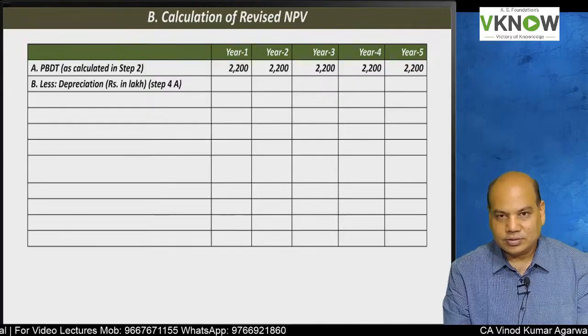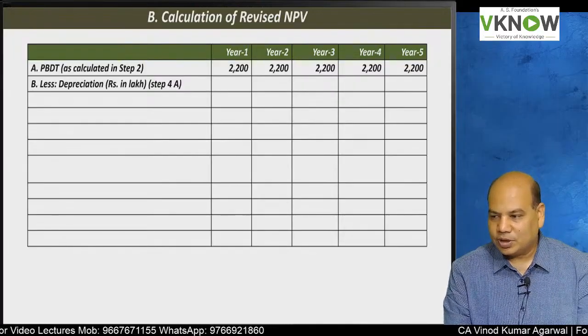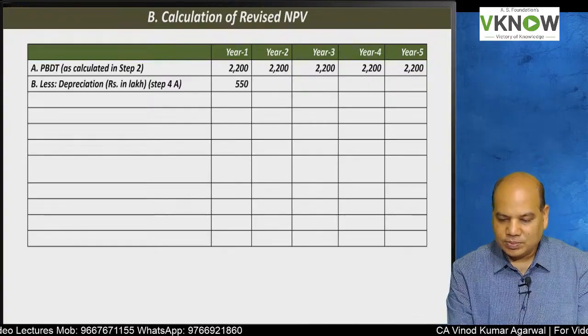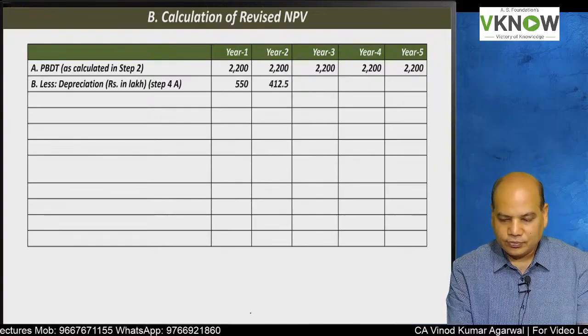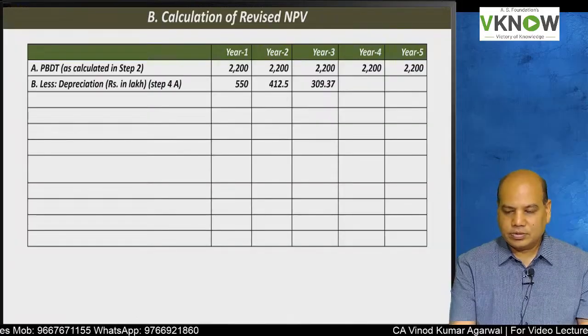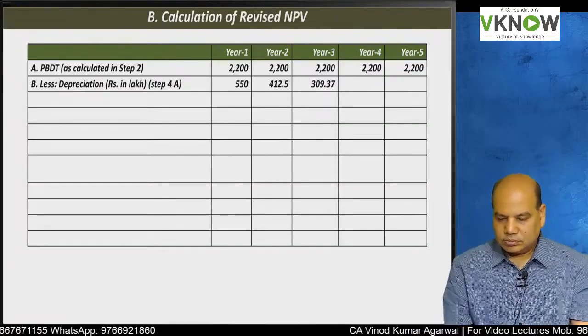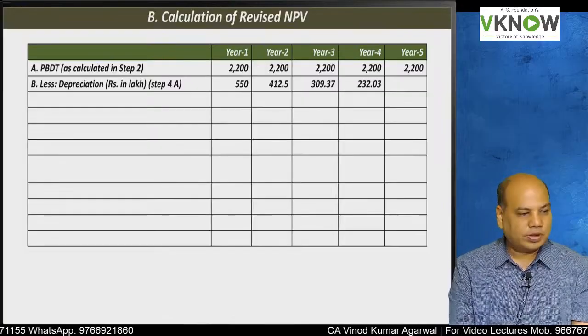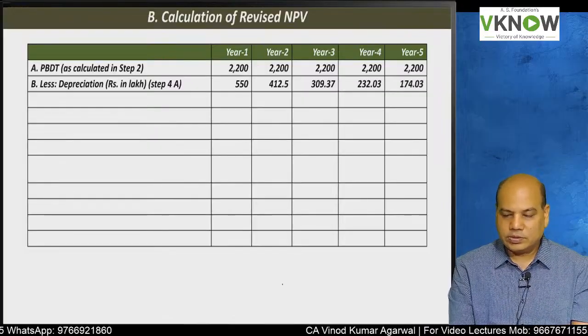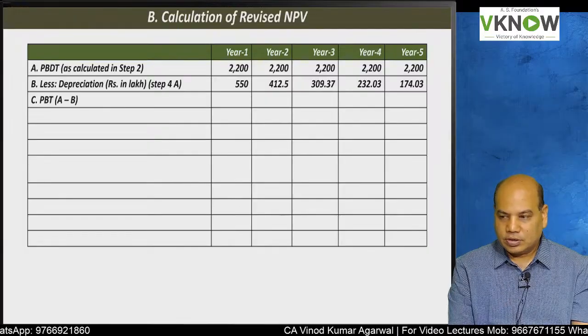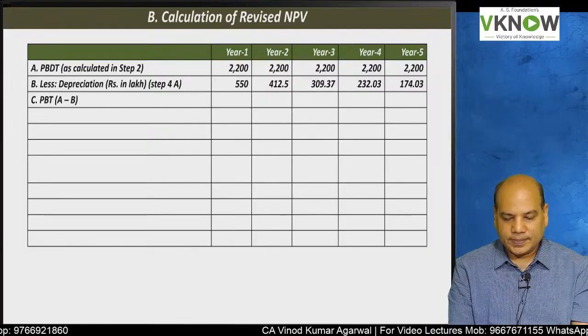Step number 4A, previous step: 550, 412.50, 309.37, 232.03, 174.03. Then write down PBT.